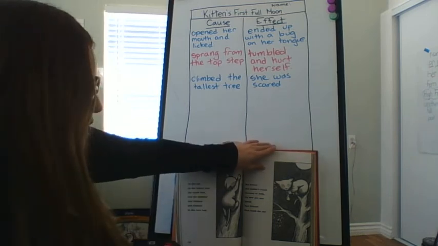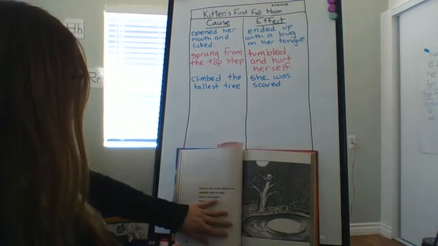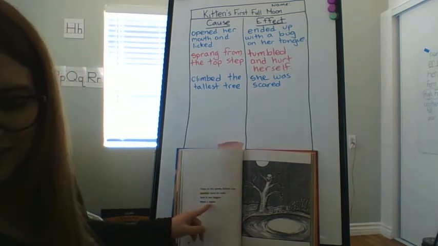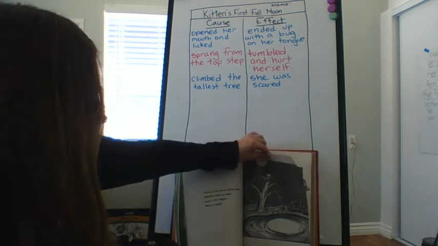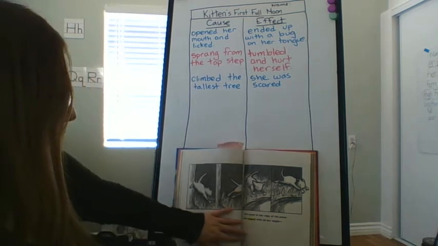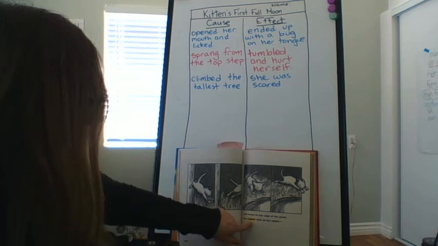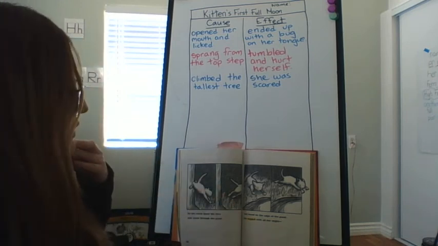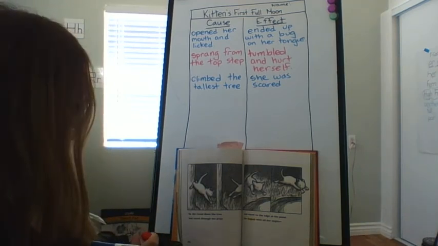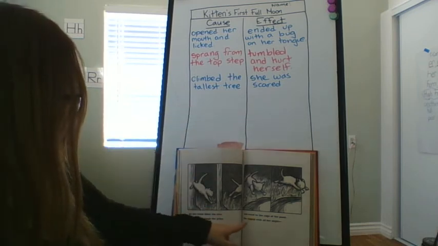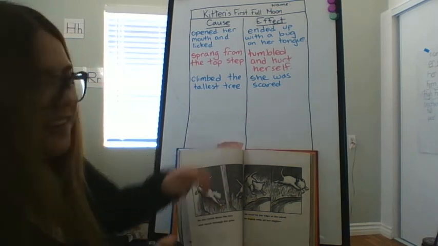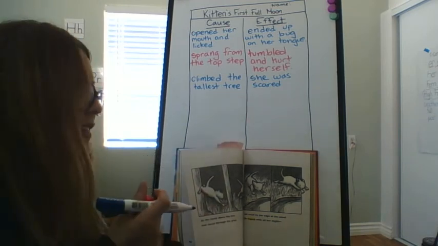And then we're almost done here. Then in the pond, Kitten saw another bowl of milk, and it was bigger. What a night. So she raced down the tree and raced through the grass and raced to the edge of the pond. She leaped with all her might. What do you think is going to happen? What do you think the effect is going to be? This is what she's doing. This is the cause. She's chasing that huge bowl of milk. What's the effect going to be? What do you think? What's going to happen? I don't know.